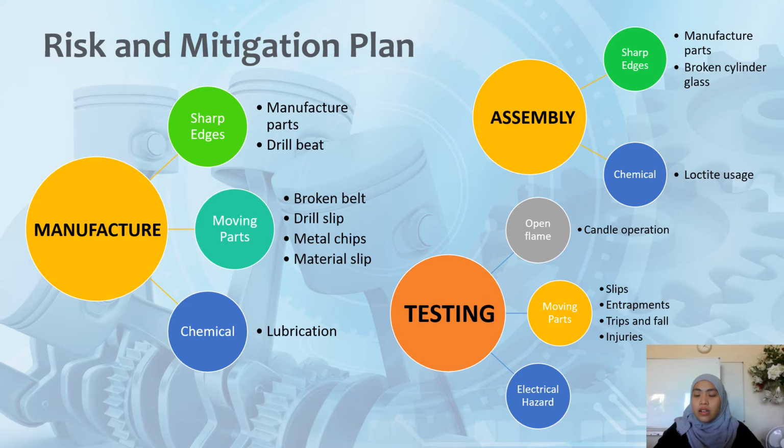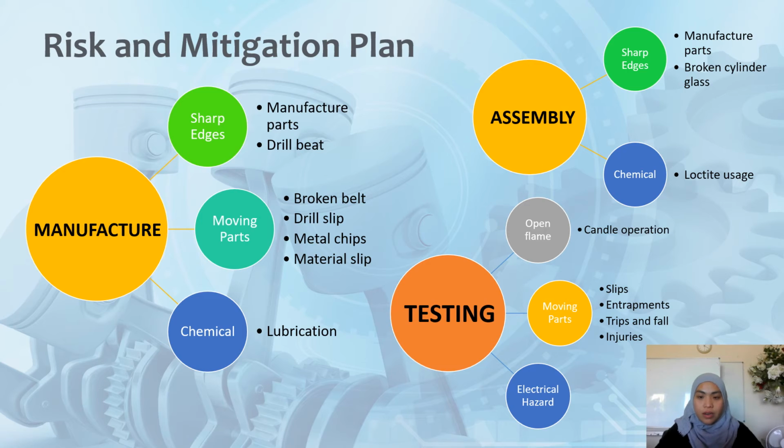There are a lot of controls that need to be considered, and standard safety measures that need to be complied with by all personnel inside the working space. Do ensure to wear safe and proper clothing when working with chemicals such as lubrication and Loctite, or to avoid any entrapments with the moving machineries.